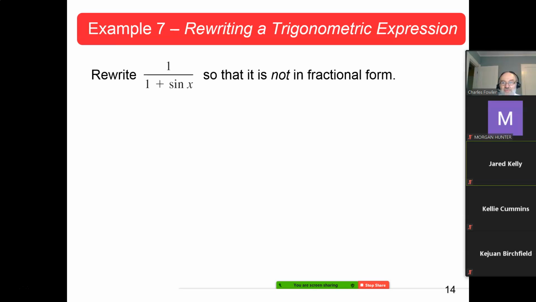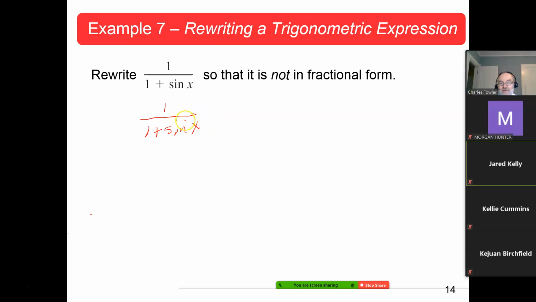Rewriting a trigonometric expression. Boy, this is pretty strange. Rewrite 1 over 1 plus sine theta so that it is not in a fractional form. In other words, you don't have a denominator. Ooh, how are we going to do that? Okay, well, I've got to find my pen. There it is. Okay, so let's write it down. 1 over 1 plus sine x.